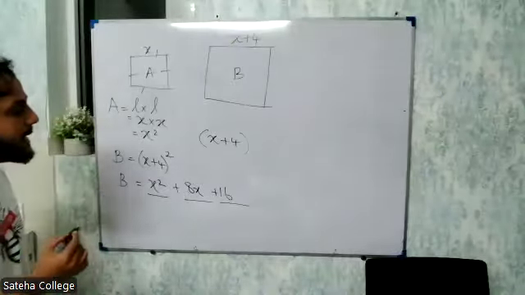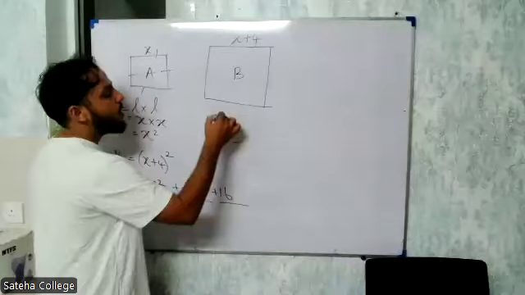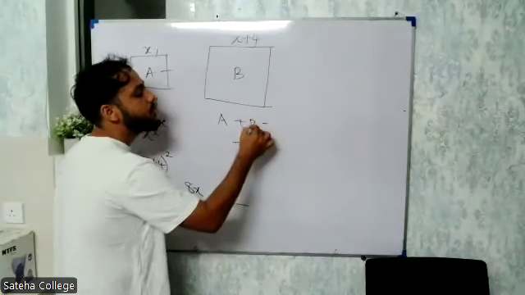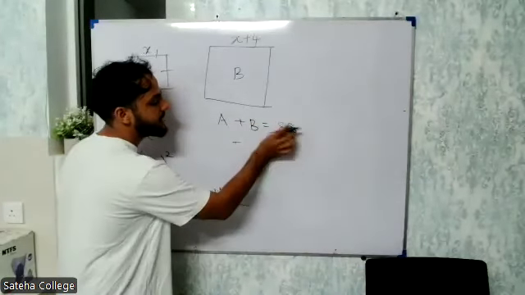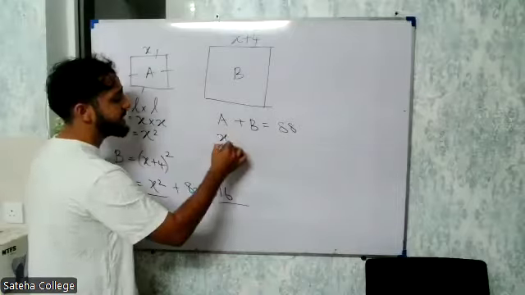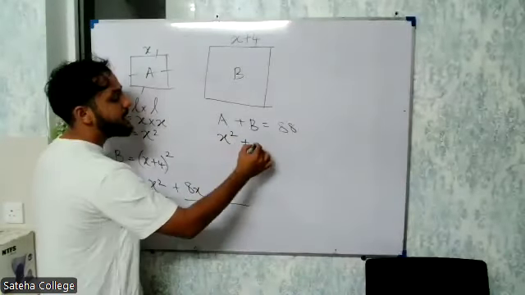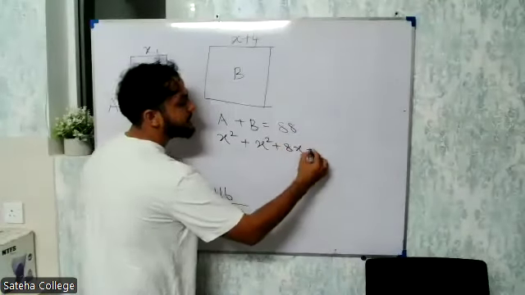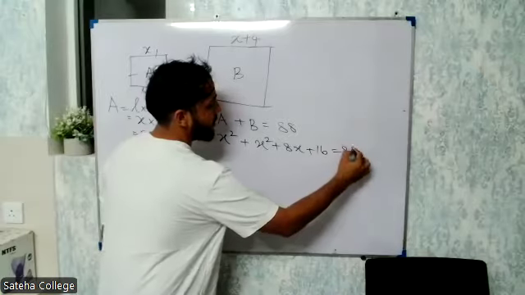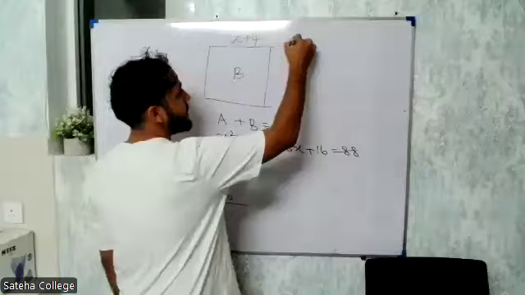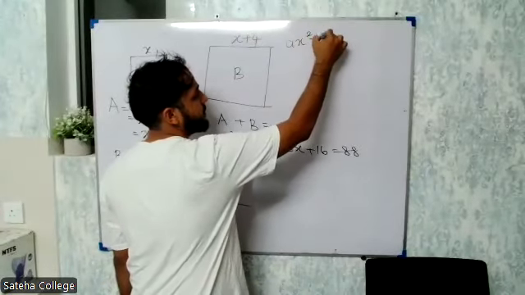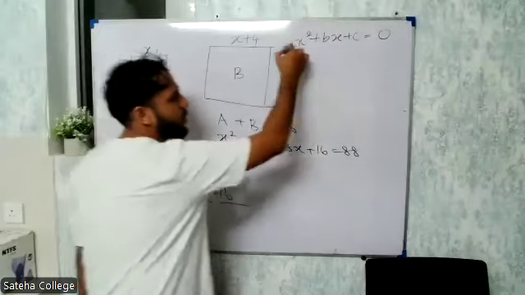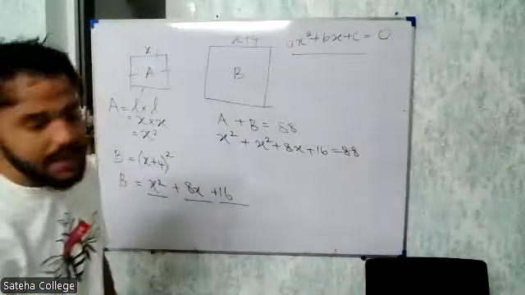Okay. Now, what did they tell you? Area of A plus area of B is equal to 88. That is the equation. Area of A is x squared. Area of B is x squared plus 8x plus 16. Now that is equal to 88. Remember the general form of a quadratic equation, right? Ax squared plus bx plus c is equal to 0. Always remember this, right? This is your basics.